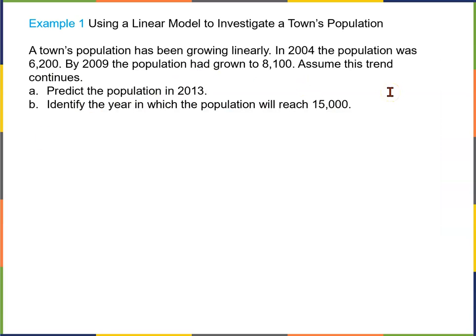Example 1. A town's population has been growing linearly. In 2004, the population was 6,200. By 2009, the population had grown to 8,100. Assume this trend continues. Letter A. Predict the population in 2013. Letter B. Identify the year in which the population will reach 15,000.